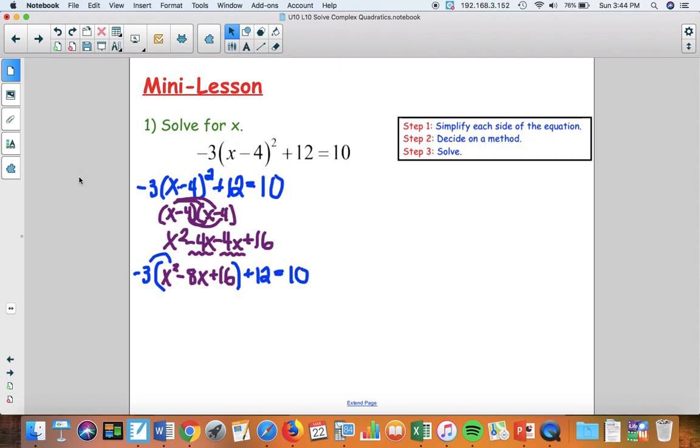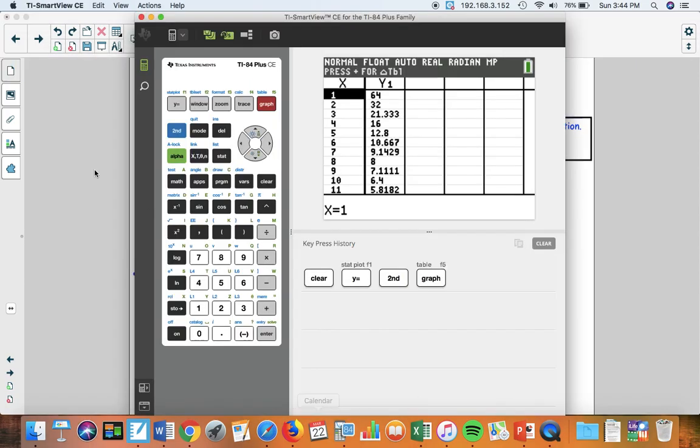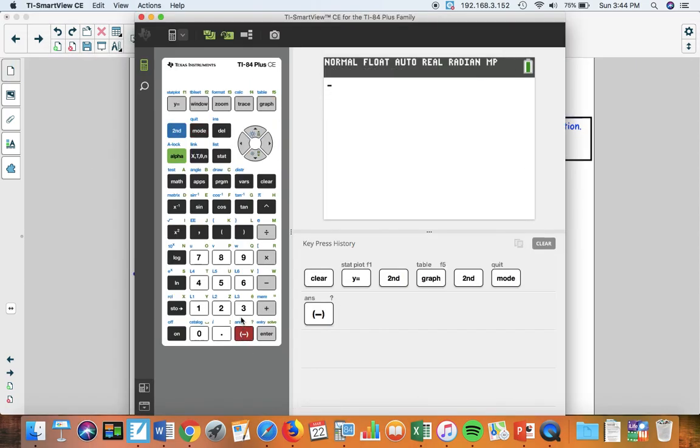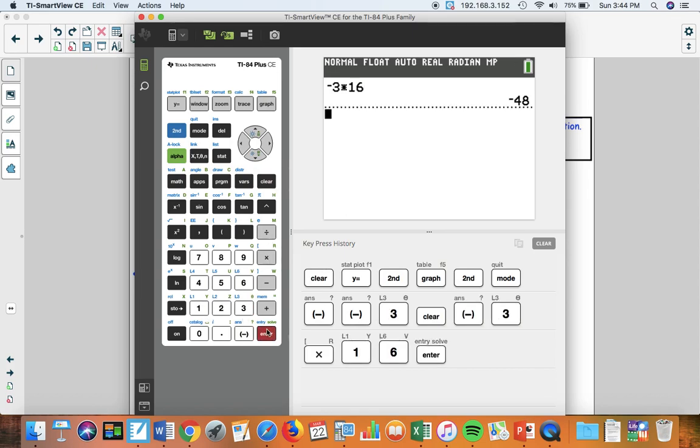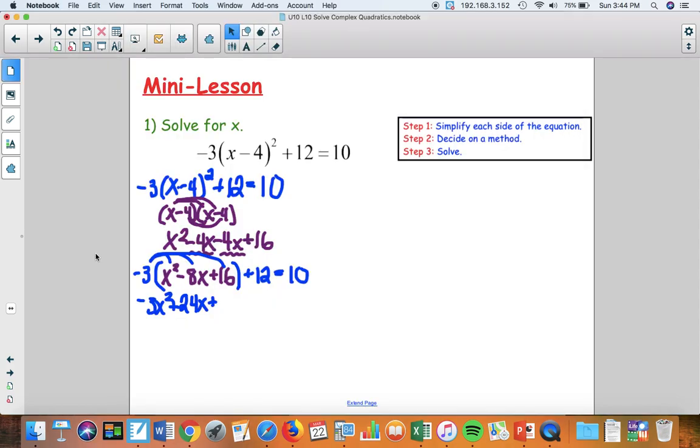So let's distribute that negative 3. When we distribute the negative 3, we get negative 3x squared plus 24x plus negative 3 times 16, which gives us a negative 48. So this should be a minus 48. Then we have the plus 12, and we have the equal to 10.